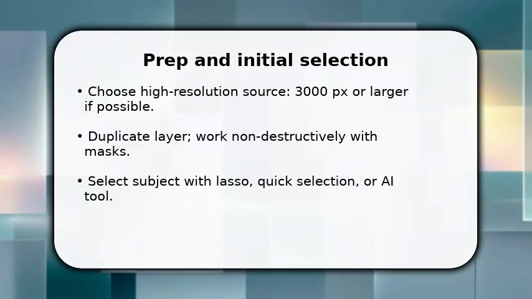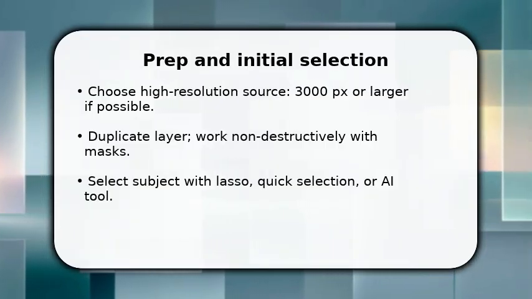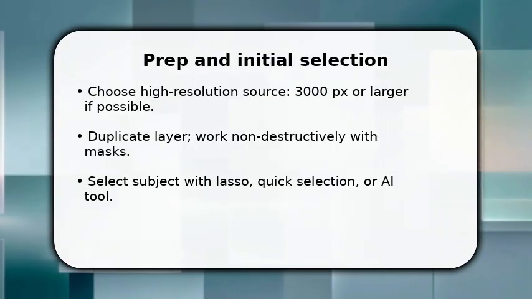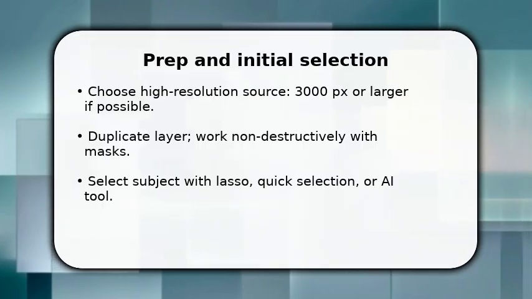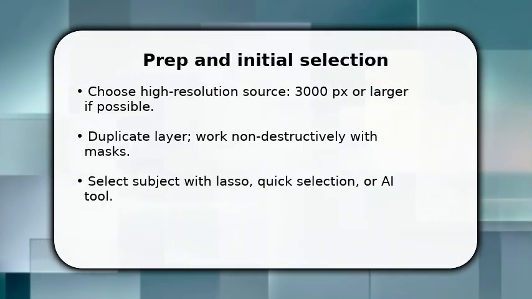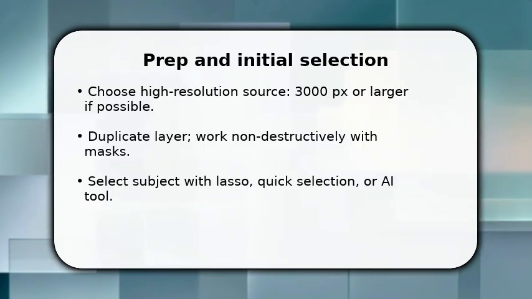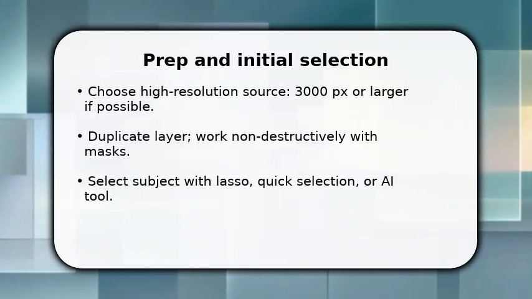You start by opening the image and duplicating the background so you never lose pixels. This preserves the original. Next, make a precise selection around the person using a polygonal lasso, quick select, or an AI subject tool to capture edges.